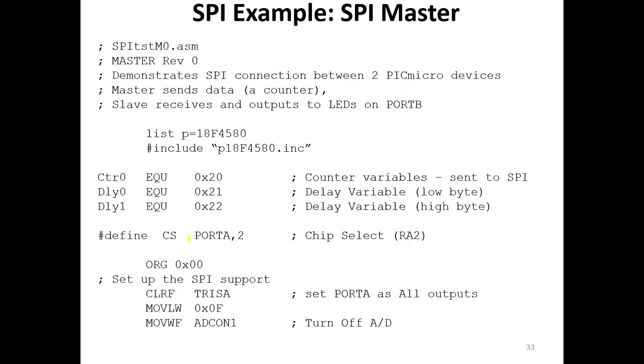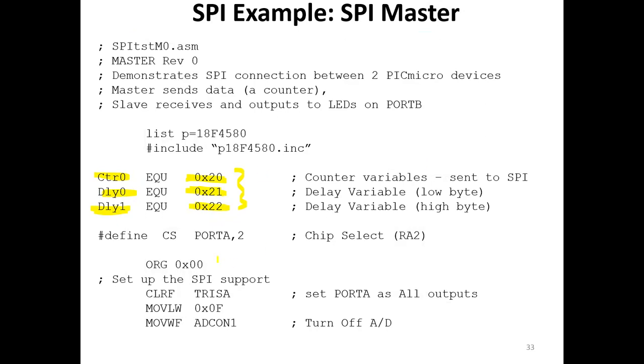Okay, so this is the program. It is very simple. Here we have just counter 0 at the address 20, the delay 0 at the address 21, and the delay 1 at the address 22. So we need these 3 variables to generate the delay.